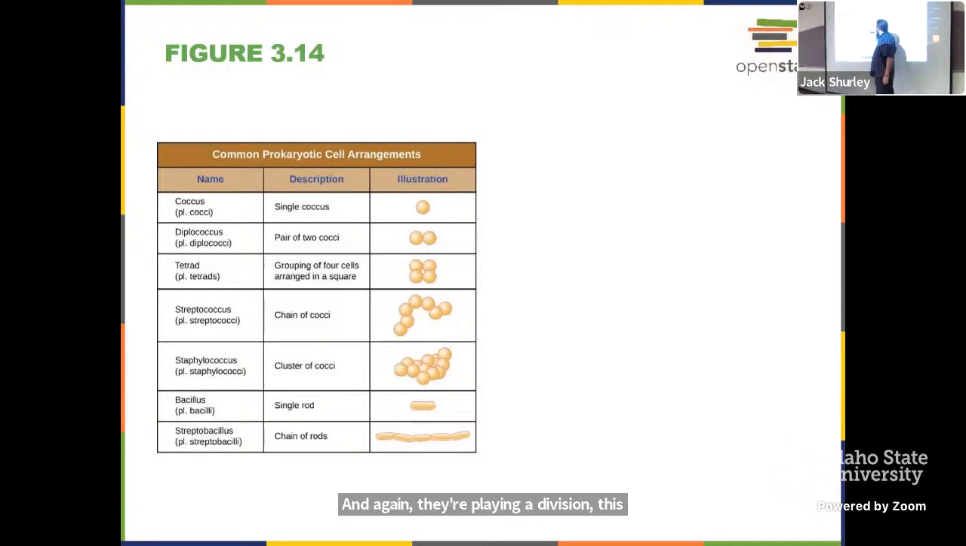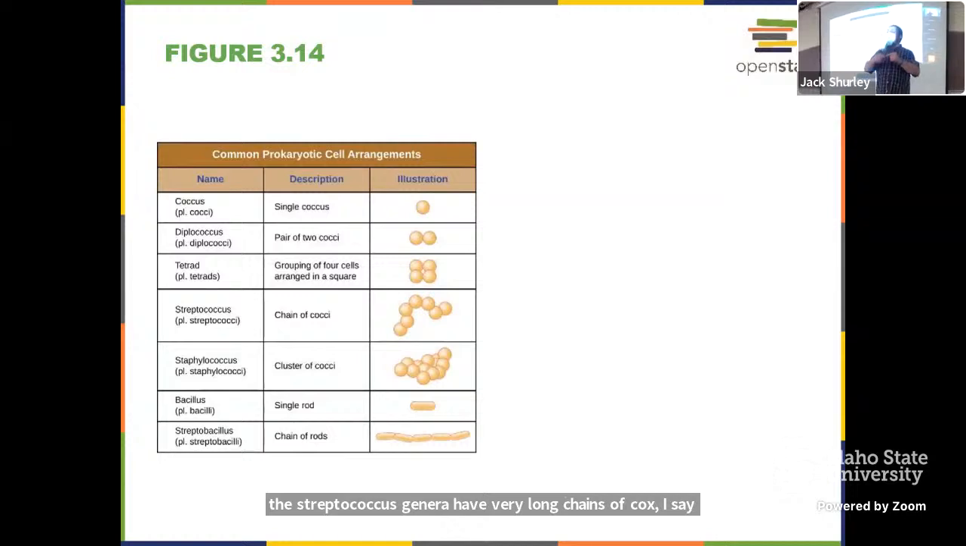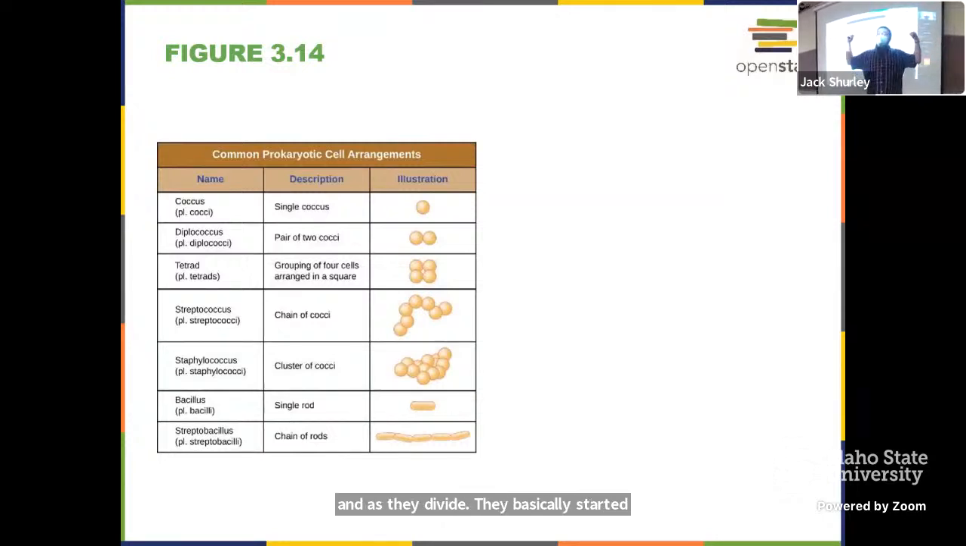The streptococcus can be very long chains, all right? There are some streptococci that are diplococcus, but a lot of the streptococcus genera have very long chains of cocci basically linked together. And as they divide, they basically start just kind of elongating. It's like the diplococcus, but instead of separating and keeping them in twos, we just keep it all connected, all right?